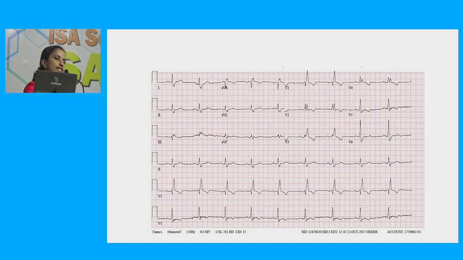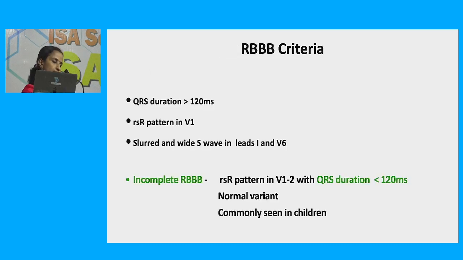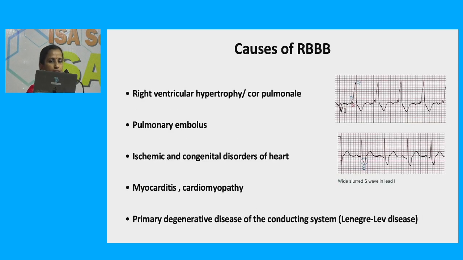So do you want to treat the right bundle branch block? Right bundle branch block can be seen as a normal variant also, but in pathological conditions involving the right side of the heart, we have to treat the condition. Okay. So it depends upon the cause.